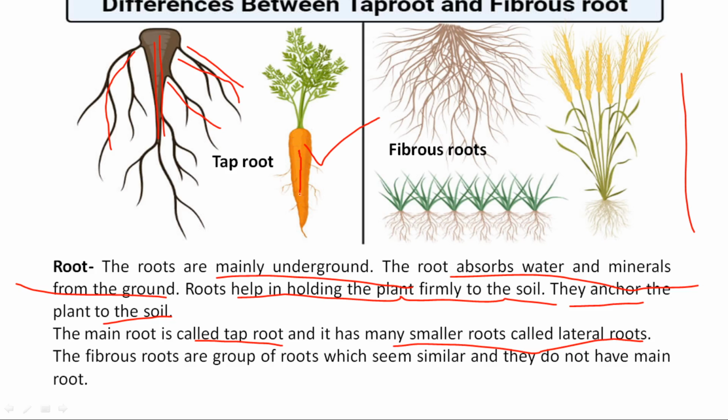So this carrot is a tap root and you can see small lateral roots have come out from the carrot. Those are lateral roots. Next is fibrous root. What is fibrous root? In fibrous root there is no main root.